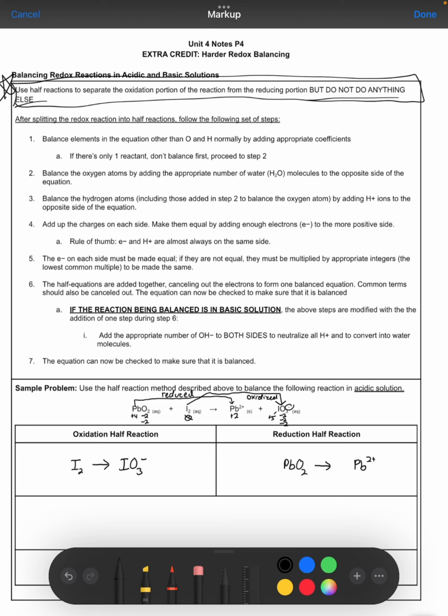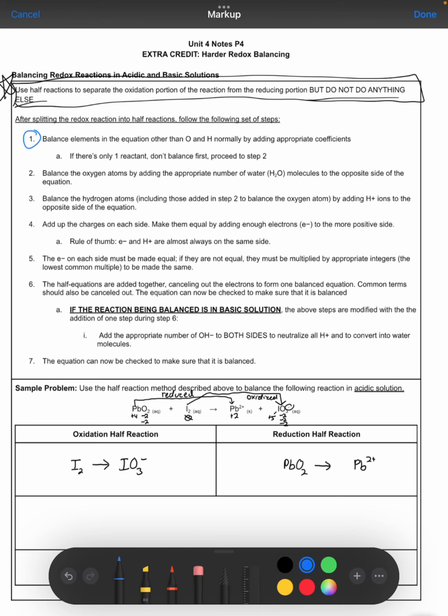Awesome. Now we are going to pay attention to our first new step. And I'm going to switch colors for that. It says, after splitting the redox reaction into half reactions, follow the following set of steps. Balance elements in the equation other than oxygen and hydrogen normally by adding appropriate coefficients.